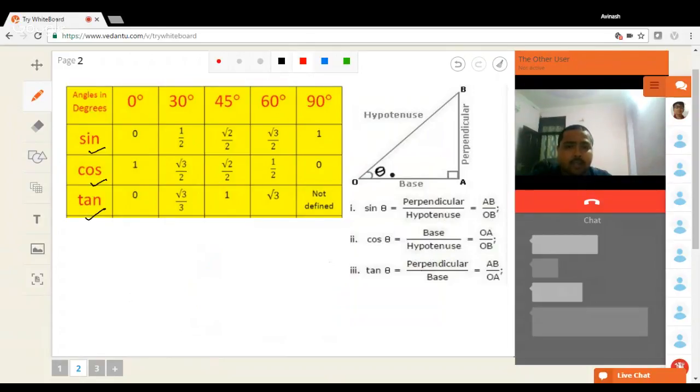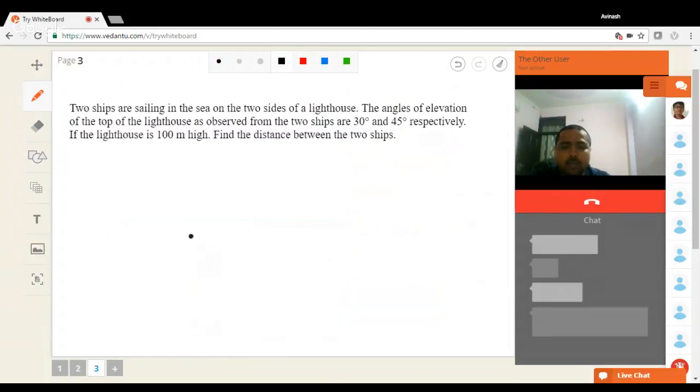And the second thing we should know about is the ratios of sine theta, cos theta, and tan theta. These are very important things to solve the questions of height and distance. Now, let's take an example of how we can solve a question of height and distance.